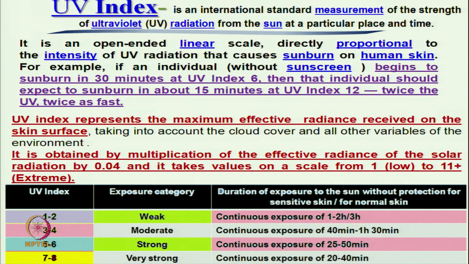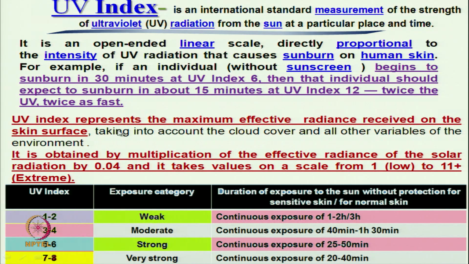Which means that we can extrapolate. For example, if an individual without sunscreen begins to sunburn in 30 minutes with a UV index of 6, then we can predict that the same person will have the same effect of sunburn in 15 minutes with double the intensity, a UV index of 12. If the UV index becomes say 3, then he may take 1 hour to have similar sunburn. That is why it works in a linear fashion.